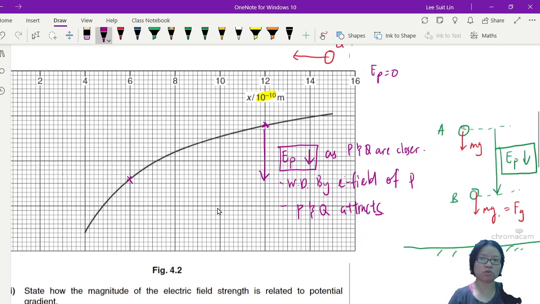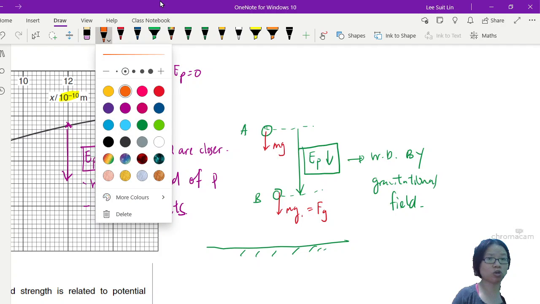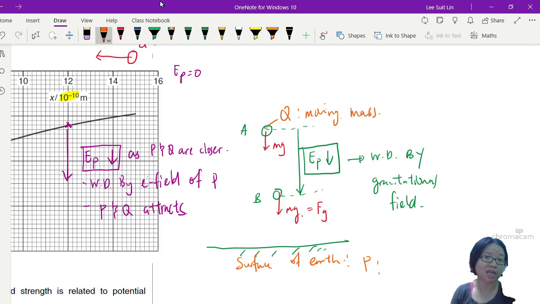Just like if you look at the green color drawing, you can see the gravitational potential energy also decreases when A is brought closer to the ground. So similarly, A would sort of be your Q, the moving mass, and this ground or surface of Earth will be your P, which is the mass that is not moving, obviously. So when you travel closer to the mass, your potential decreases, meaning work is done by the gravitational field, because when the field does the work, its potential decreases.